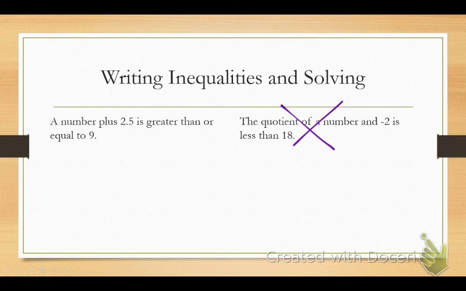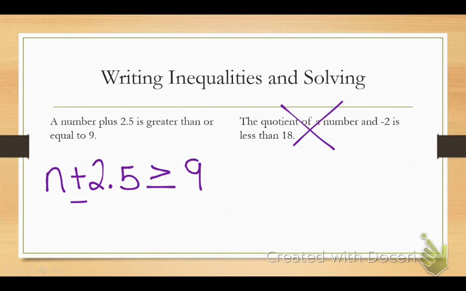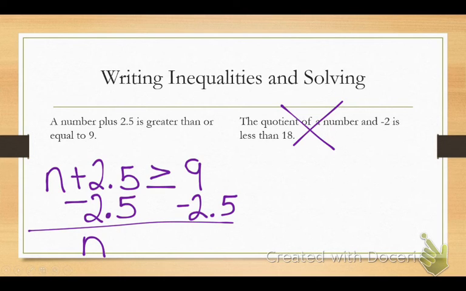So let's say the inequality together. N plus 2.5 is greater than or equal to 9. What do I do to both sides? Minus 2.5. What's 9 minus 2.5? 6.5. Okay. 6.5, and then again, you do not have to graph it.